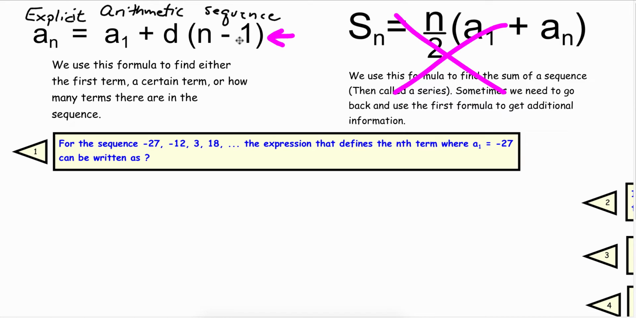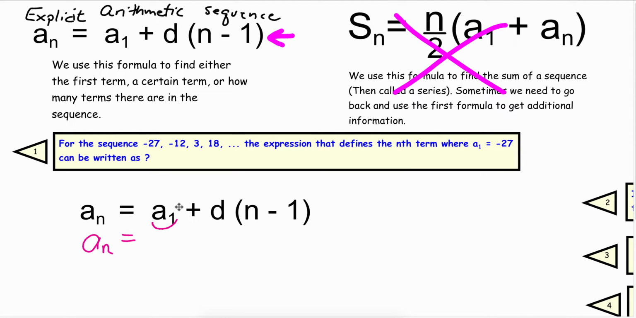So we should have all the information we need. If I take that formula, come down here, let's start filling in the blanks. For the sequence, okay, find the nth term. They're not asking me to find a specific term, like the 4th term or the 9th term, just any term. That's found a sub 1. Oh yeah, we know what a sub 1 is. It's negative 27.